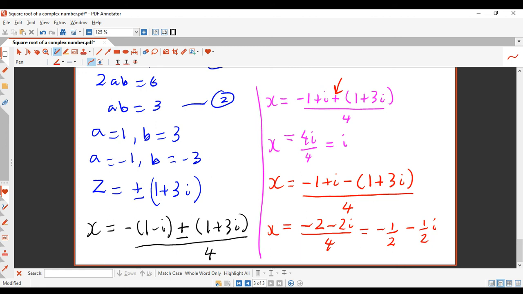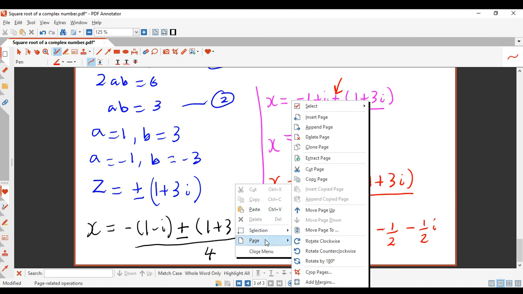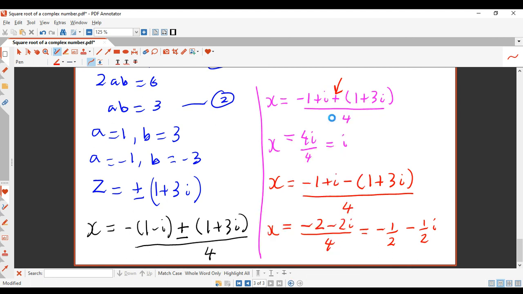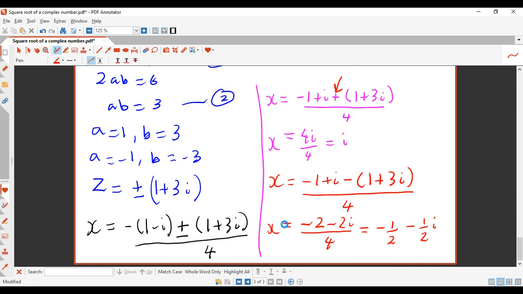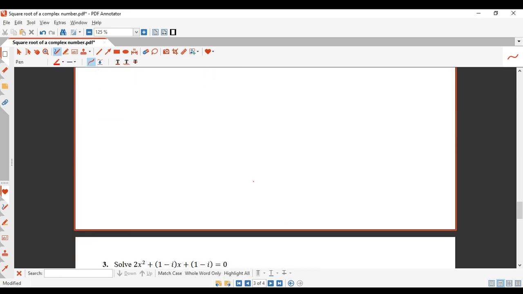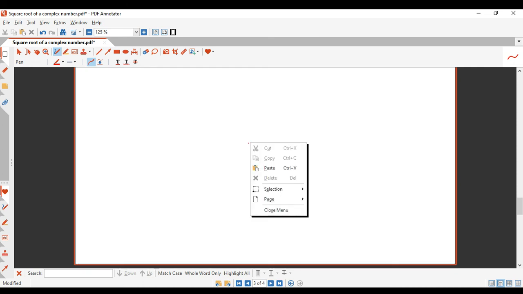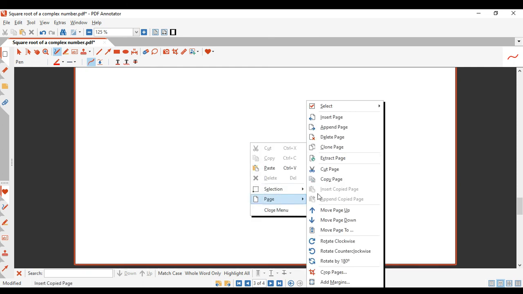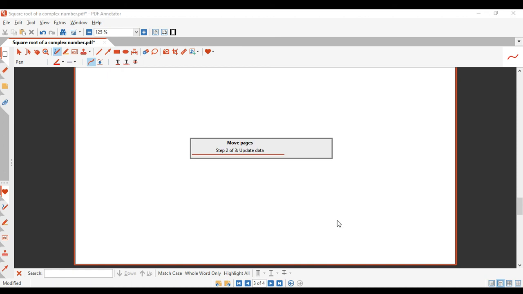All right. Now there is one thing we should mention. I'm just going to add an extra page here. Page, insert, a blank page, and I want to move that down. So let's move that page down. There you go.